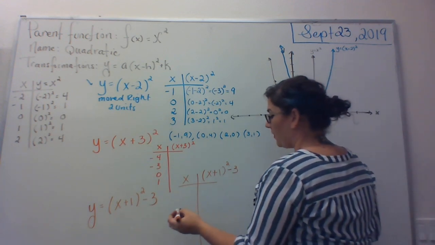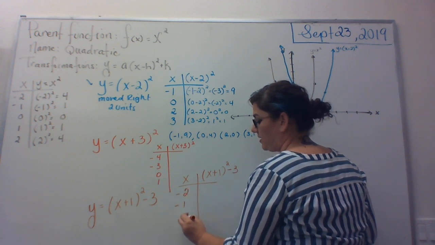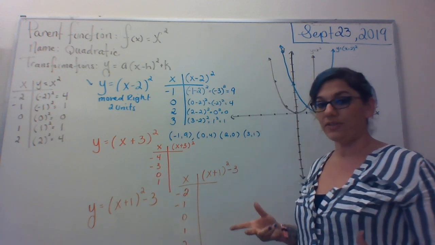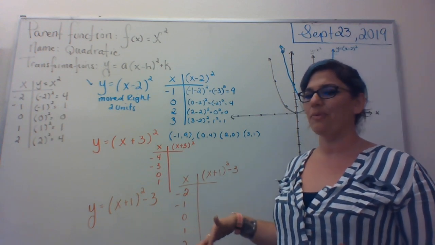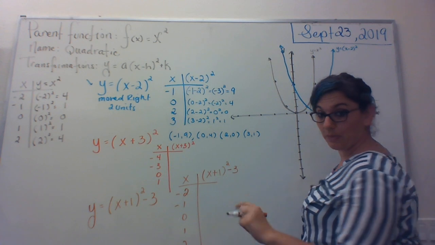So I'm going to go ahead and pick some numbers, -2, -1, 0, 1, and 2. Just my go-tos. I'm a little unsure about this one, so I picked a couple more just to see how we can fill it out. Make sure we're doing the math correctly. That's going to be the important part.